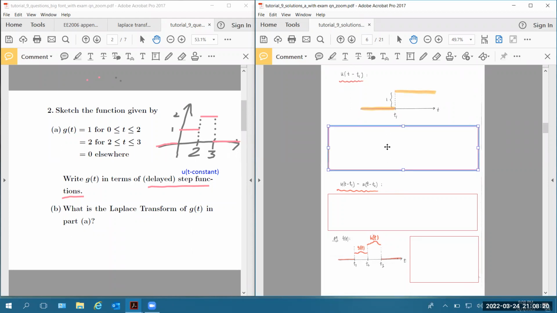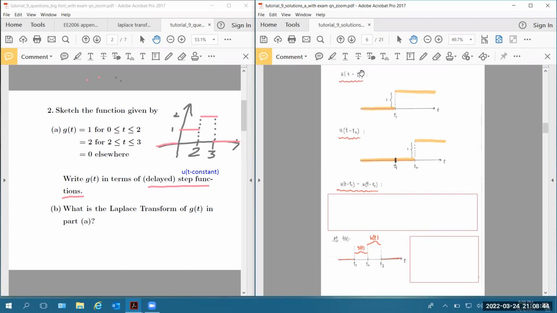Now I want to draw a similar one. I want to draw u(t-t2), and of course t2 is a different number from t1. Now of course the graph will look similar. Suppose your t2 is here, it's actually more than t1. Then this will be the graph. And then you can see the third line.